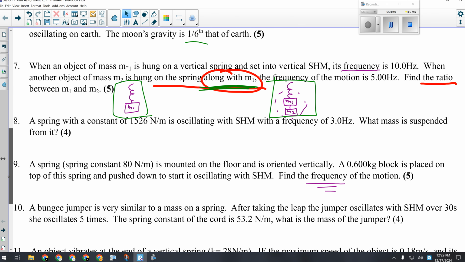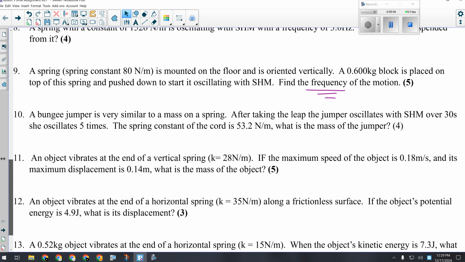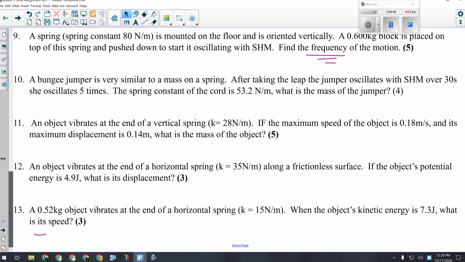Watch out for ones that are asking for frequency. Sometimes people calculate the period, then they forget, well, I've got to go one more step and get the frequency. Make sure, like on question number 9, find the frequency, not the period. On 12 and 13, make sure you observe this.